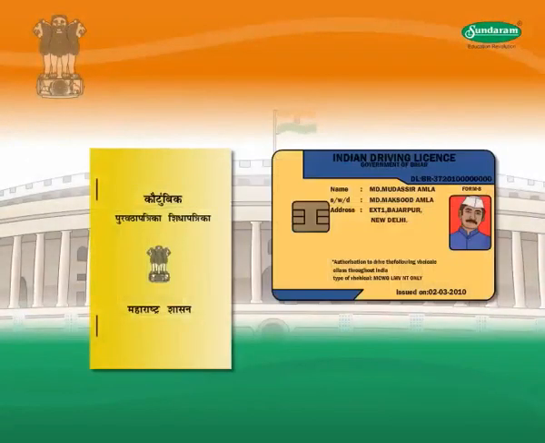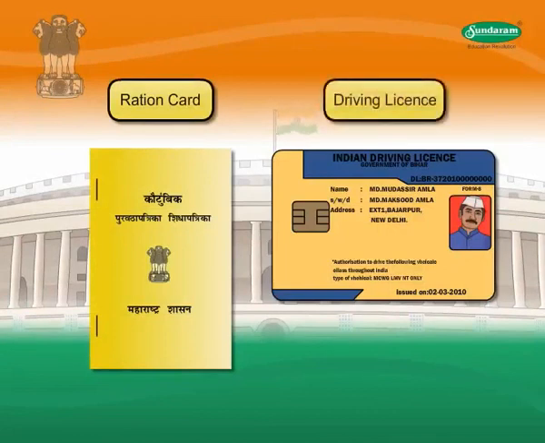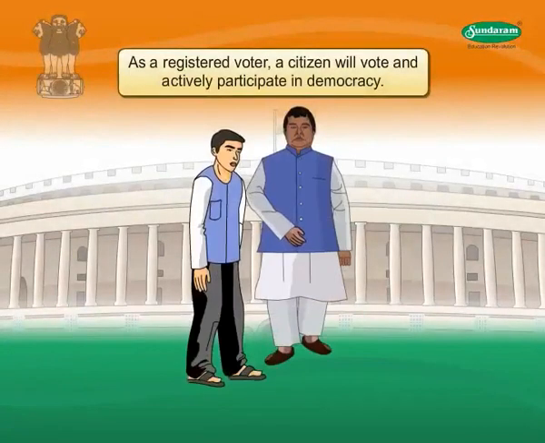Along with the photo identity card, other identity proofs like ration card or driving license are accepted as a proof of the voter. As a registered voter, a citizen will vote and actively participate in democracy.